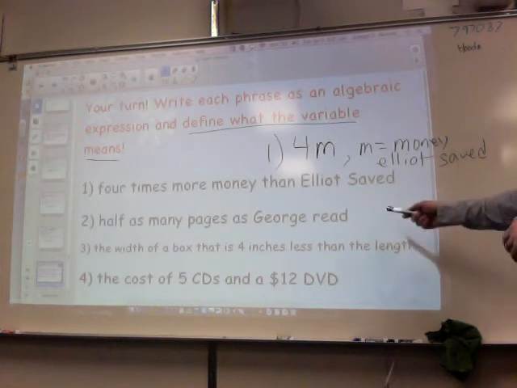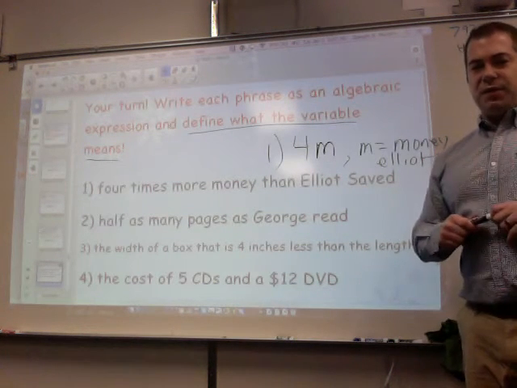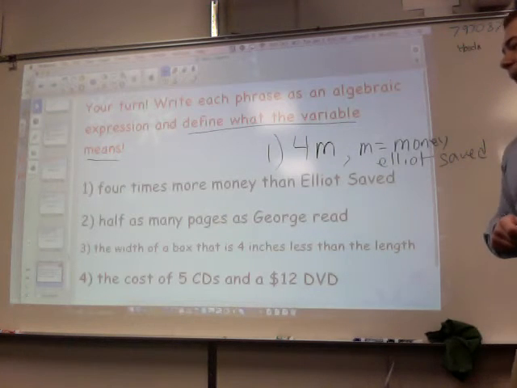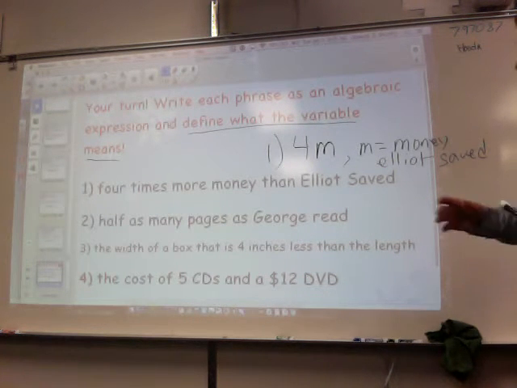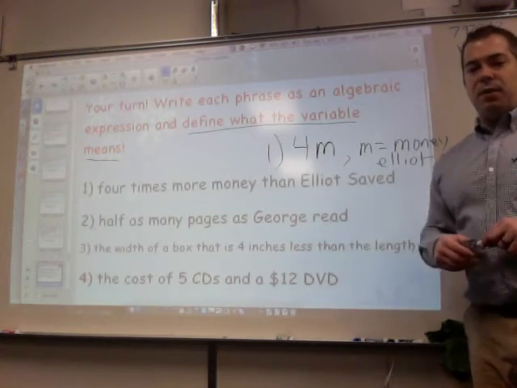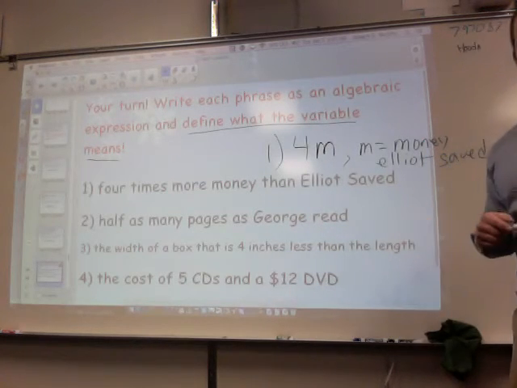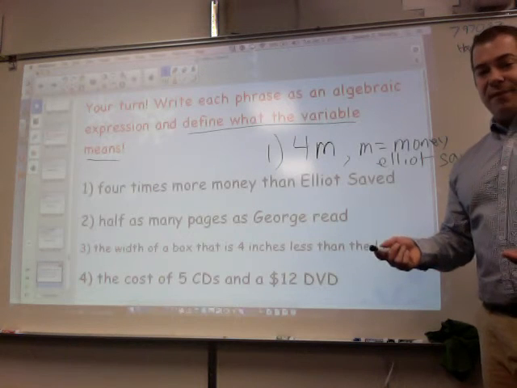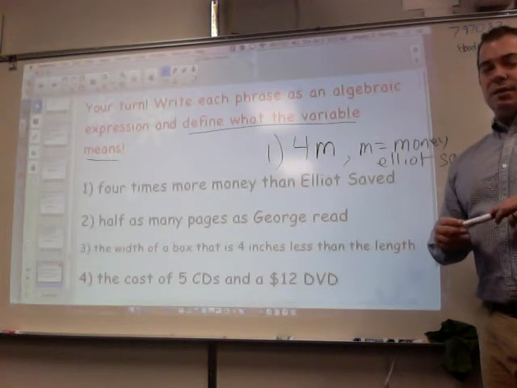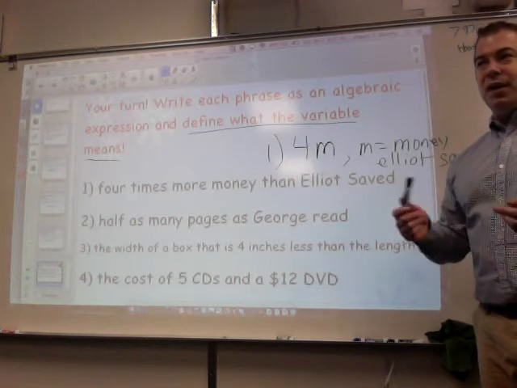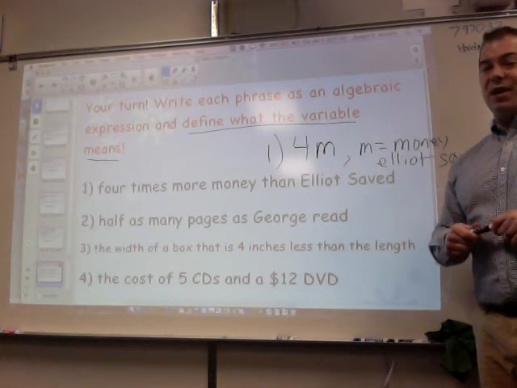Now you guys have 2, 3, and 4. 2 might be kind of difficult to start with. Let me read it out loud for you. Half as many pages as George read. Half as many pages. So you might want to think of a variable, maybe an r for pages read, and you're going to have to cut it in half. So how would you do that? Well, there's one way, really. How do you cut something in half? You're going to have to think about fractions there.